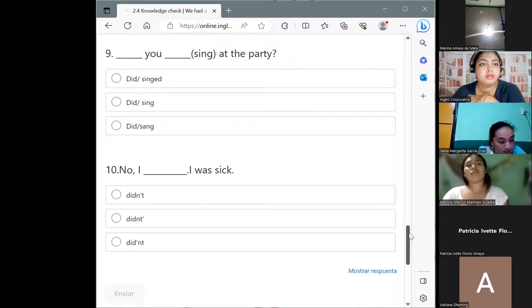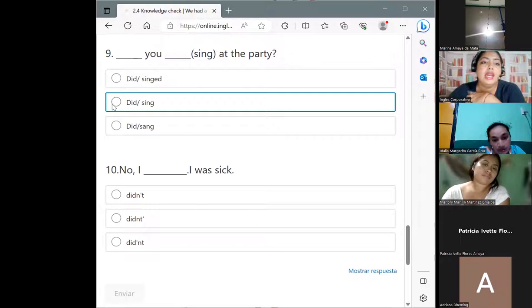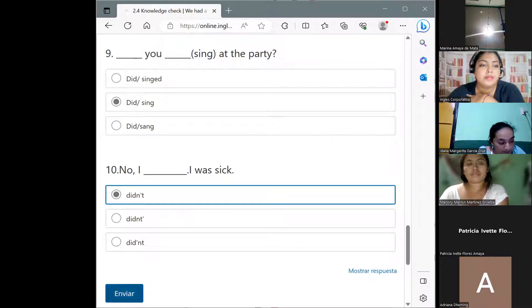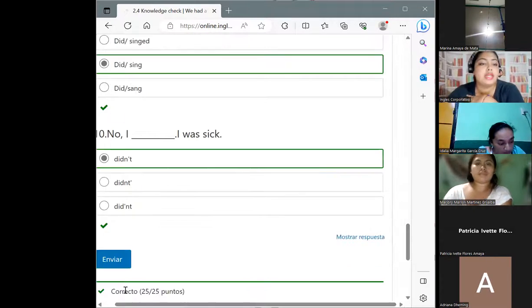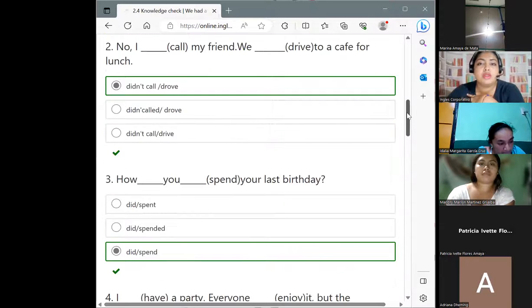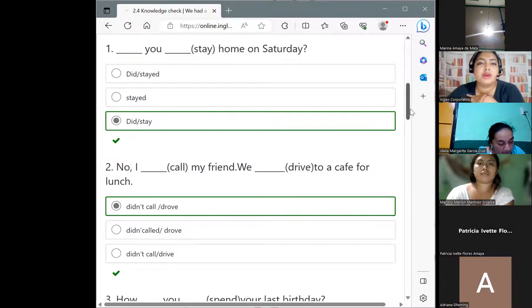The nine is two. Okay. And 10 is one. Okay. In number nine, you said is option number two, did and sing. And in number 10 is the first one, didn't. So we are going to check if the answers are correct. And of course, they are correct. So we're just going to have like the review of the answers.